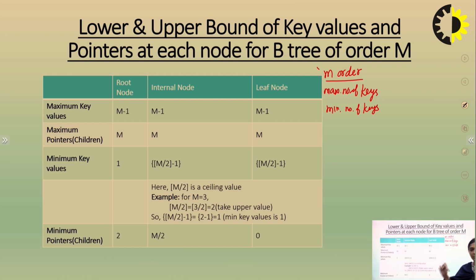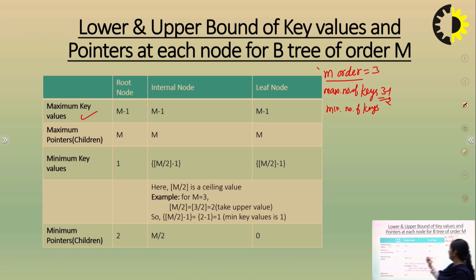For that problem, now we will see the maximum number of keys. Suppose M equal to 3. Then what is the maximum number of keys? M minus 1. It means 3 minus 1, which is 2. Right?